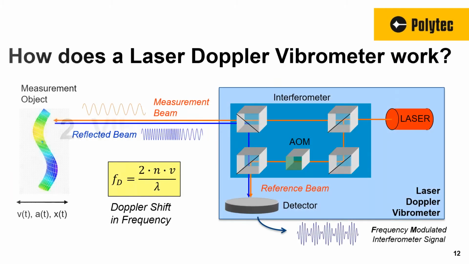How does a laser Doppler vibrometer work? It's a simple design. Inside the laser Doppler vibrometer, there is a laser source with a measurement beam that's pointed onto the vibrating object. The reflected beam is Doppler shifted and is captured by the vibrometer, where the returned beam is then recombined with a reference beam on the photodetector, and so we get a frequency modulated interferometer signal.